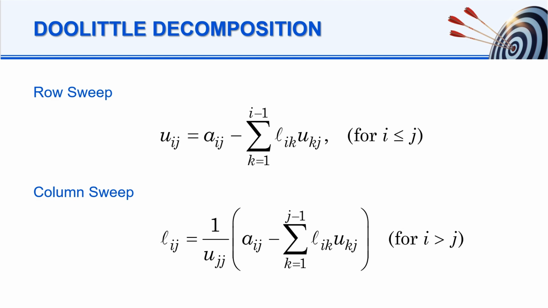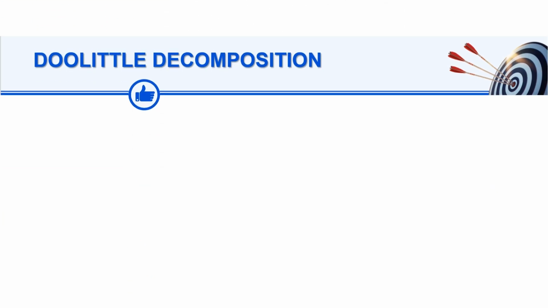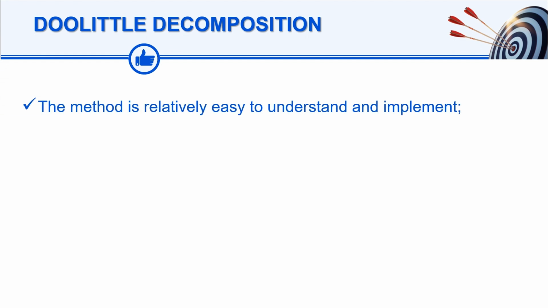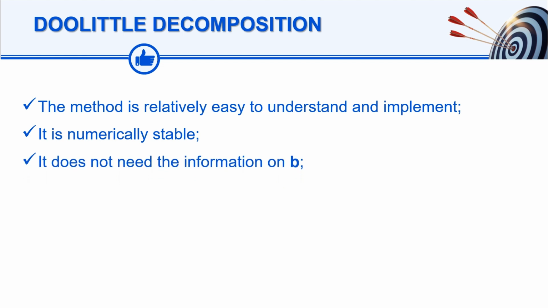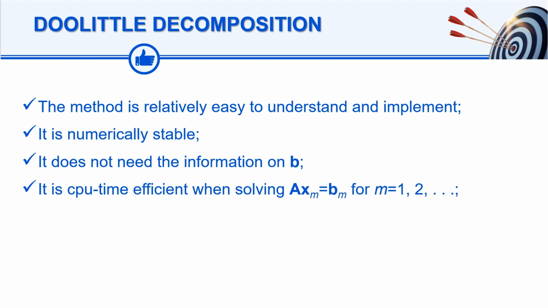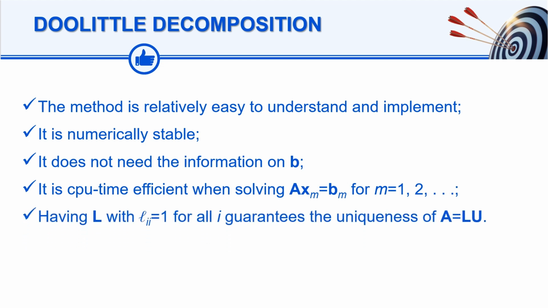The Doolittle method has the following advantages. The method is relatively easy to understand and implement. It is numerically stable. It does not need the information on the right-hand side vector B. It is CPU time efficient when solving AX equals B sub m for m equals 1, 2, and so on. Having L with 1s as the diagonal elements guarantees the uniqueness of A equals L times U.